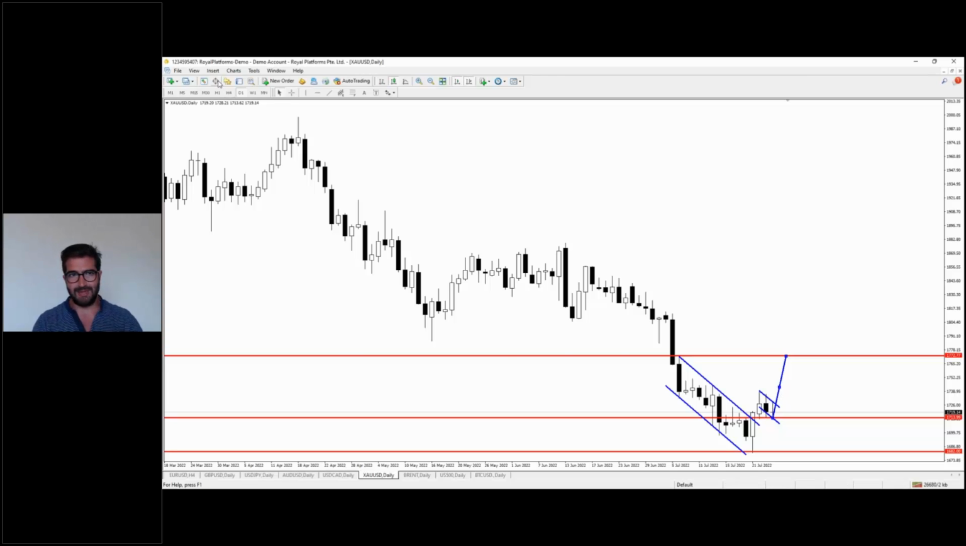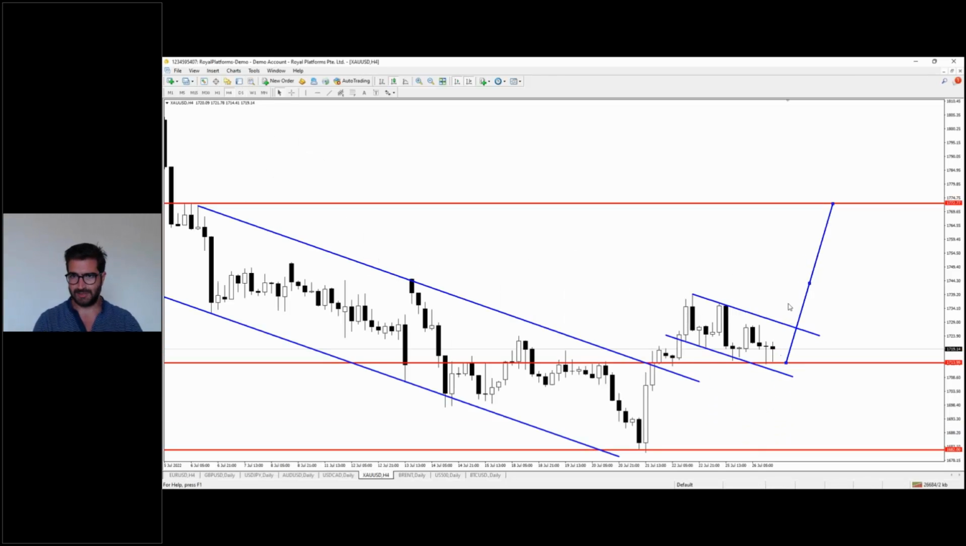which is 1772. I use the ABCD pattern, which is taking the first impulsive wave here and then use it at the end of this correction, which is the bullish flag. This is the end of this correction, and using the equal length of the new impulsive wave as the previous one, we can see that the market could reach the 1772 mark.